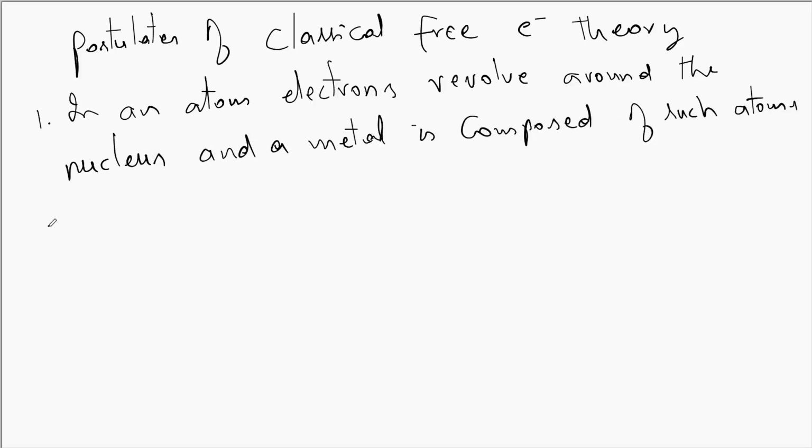The second postulate is, the valence electrons of atoms are free to move about the whole volume of the metal, like the molecules of a perfect gas in a container. The collection of valence electrons from all the atoms in a given piece of metal forms free electron gas.